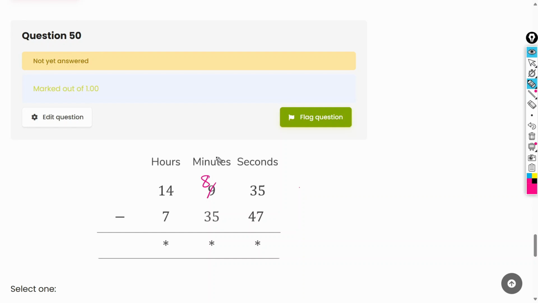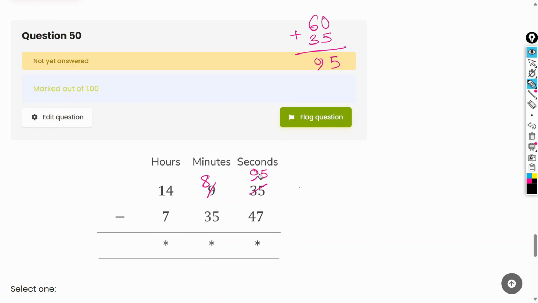But you would recall that when we are moving from minutes to seconds, we have to multiply by 60. So whilst we are borrowing 1 minute from here, it is actually 60 seconds. So we'll add 60 seconds to 35 seconds. 60 seconds plus 35 seconds. This is 5, this is 9. So this is actually 95 seconds. So 95 seconds minus 47 seconds, that would work.